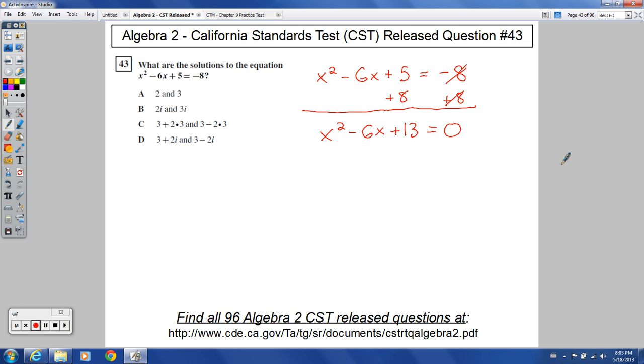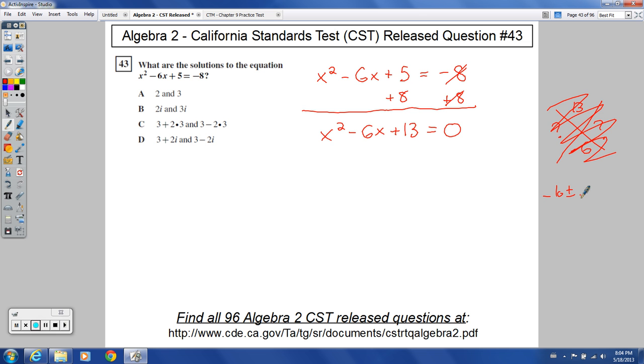From there, I could try to factor. I could look for something that multiplies to 13 and adds together to get negative 6, but there is nothing, at least no whole numbers that will work. So that's not going to work out. So from there, we need to try the quadratic formula instead.